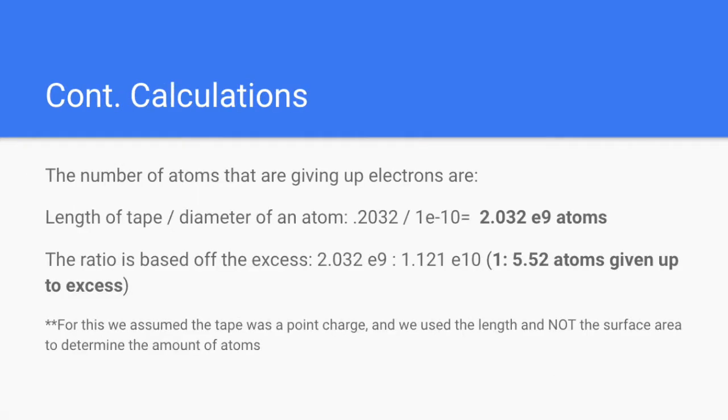Continuing on with calculations, we need to determine the number of atoms that are giving up electrons. We did this by using the length of the tape divided by the diameter of the atoms, and we found 2.032 times 10 to the 9th atoms. We made a ratio based off this to find that for every 1 atom, there was 5.52 electrons in excess. We also had to assume that the tape was a point charge for this calculation, and we used the length, not the surface area, to determine the number of atoms.